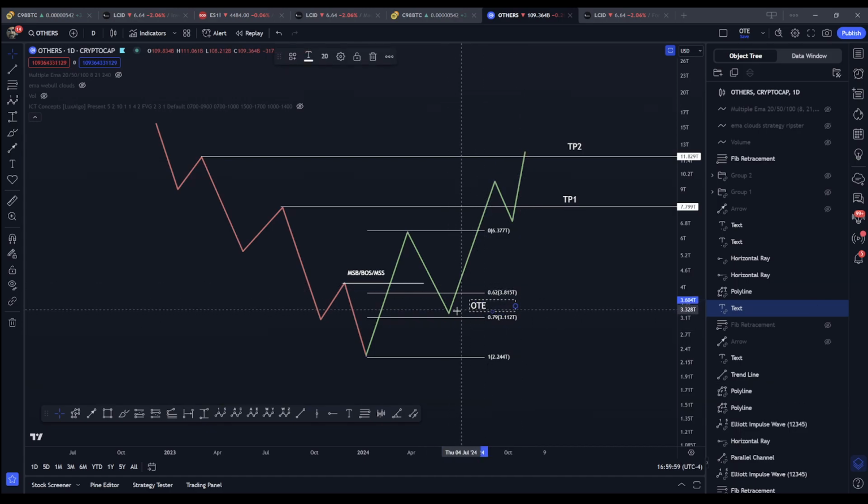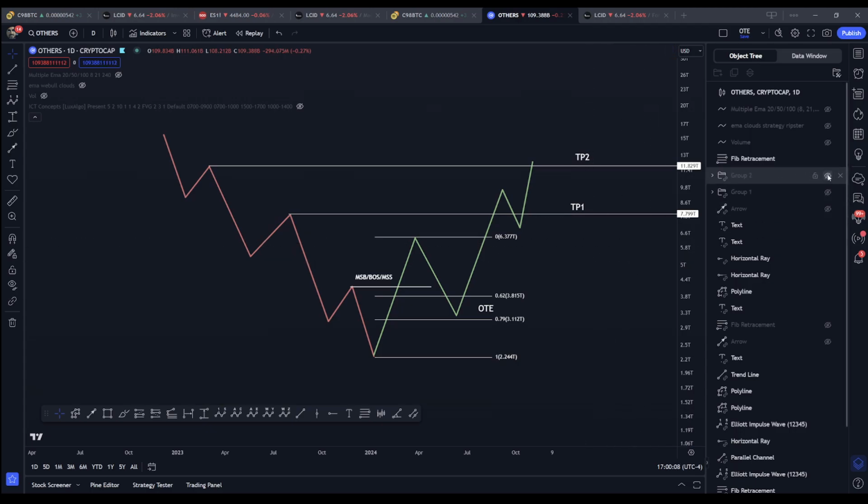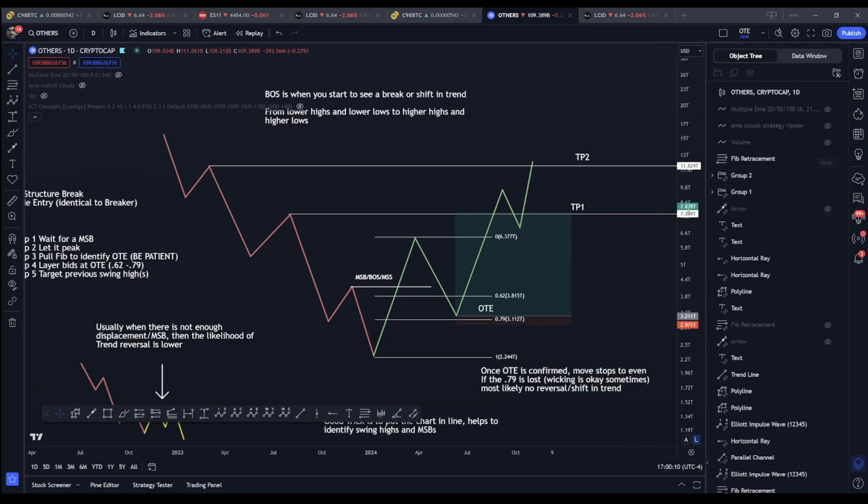The idea is to layer your longs and then take the trade and target the previous swing highs. So that's OTE in a nutshell. Let me bring up some of the other notes so it's easier.